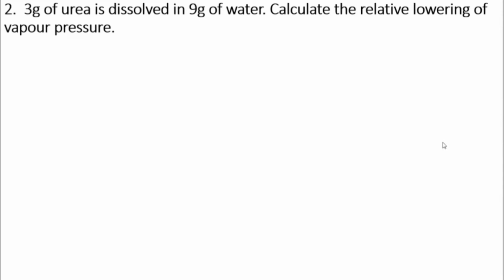Prasiddhi can tell me. Yes, Prasiddhi, you can unmute yourself and tell. Okay. Yes, tell me, what is given? W1 is given as 9 gram. Little louder, we can't hear. Now, can you hear me? Am I audible, ma'am? Yes, yes.